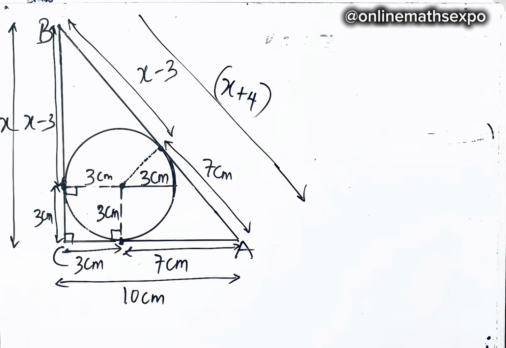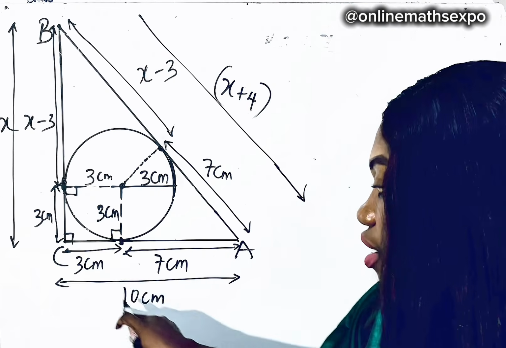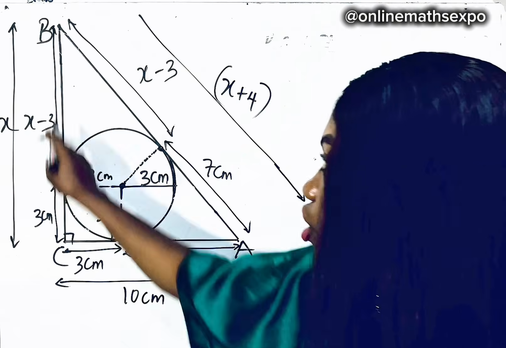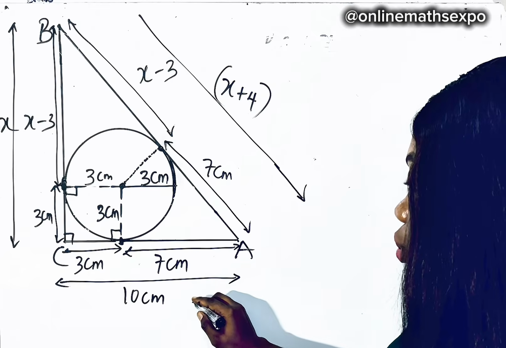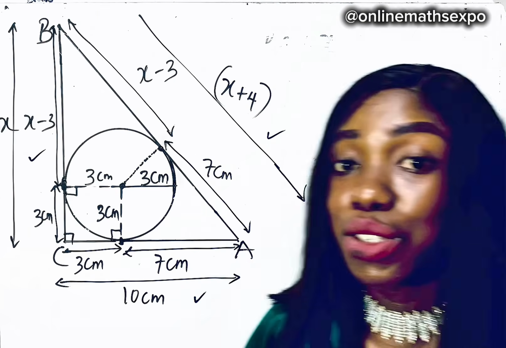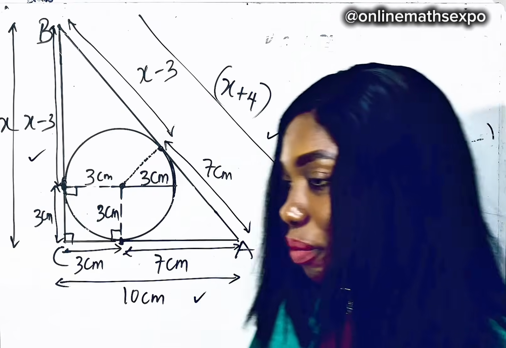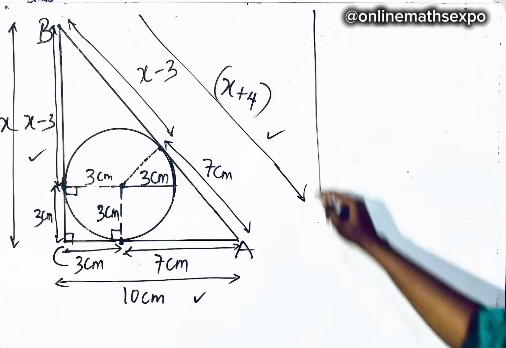And now that we have found this length as x plus 4, from here to here is 10 centimeters, and this whole length is x centimeters. We can easily get x because we are now working with the 3 sides of a right triangle. Just remember to use your Pythagoras theorem. Let's bring that shape out to have it. So this is what we have.